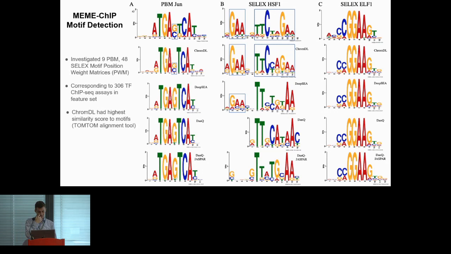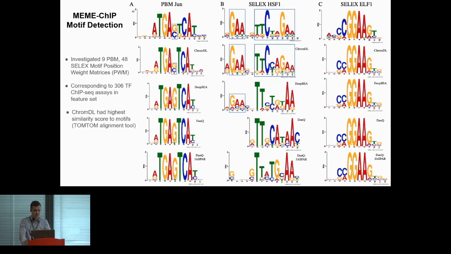So we have these published PBMs, or excuse me, protein binding microarrays with these PWMs, these position weight matrices, as well as the CIS-BP database of PWMs, which are just sort of the comparison of what we are hoping to parse out in these motif investigations. And so we have 306 of our 690 TF ChIP-seq peaks in the data set we could utilize for this investigation. And we found that on average, ChromDL had the highest similarity score using the TomTom alignment tool in comparison to DeepC, DanQ, and DanQ JASPAR with these motifs.